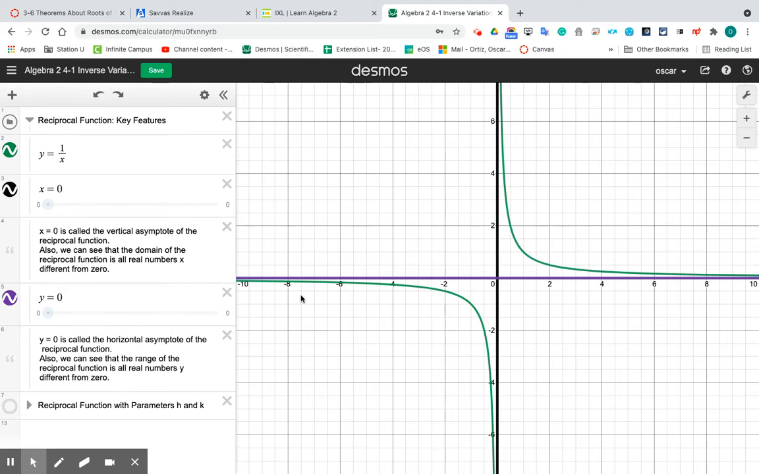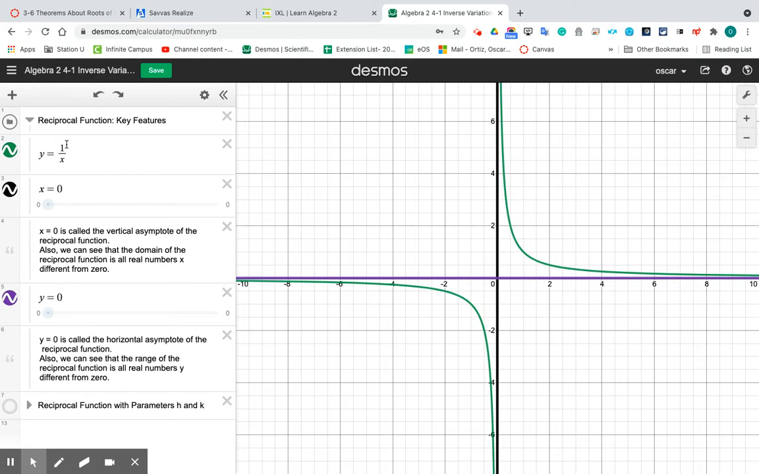And then we have this horizontal line y equals 0, which in this case is the x-axis. Any point there has y coordinate 0. And this is called the horizontal asymptote. You can see a similar pattern, the green graph getting closer and closer to that line, but it doesn't touch it. And it doesn't matter if you look right or left, it's the same pattern. And we can also say the range excludes the number 0, which means that there's no number that you can divide 1 by so that the answer is 0.